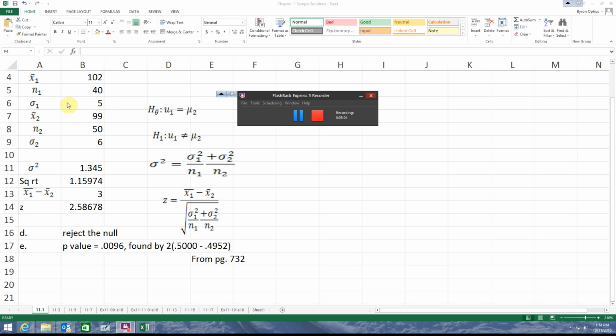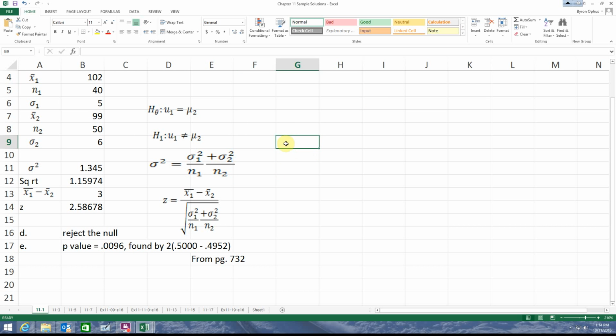So our variance, they give us a standard deviation, but our variance then is just the standard deviation squared, right? So for this one here, we would have 5 squared, or 25, divided by 40, our n sub 1. And for this one, we would have 6 squared, or 36, divided by 50. So 25 divided by 40, plus 36 divided by 50.